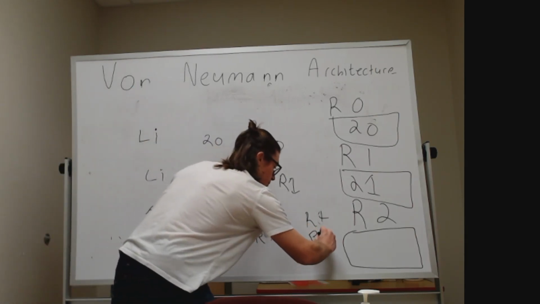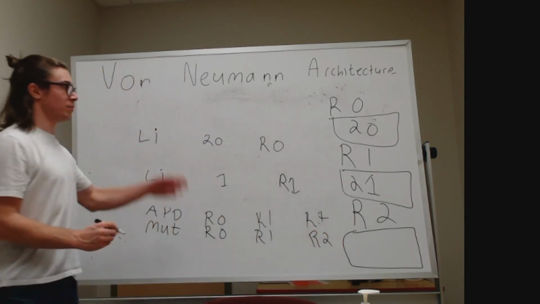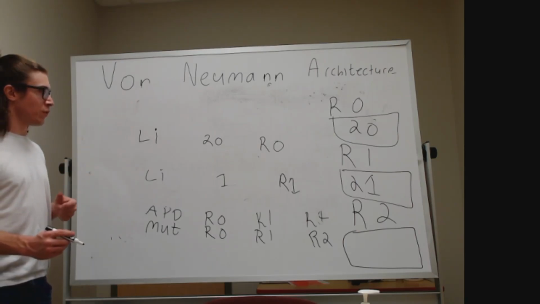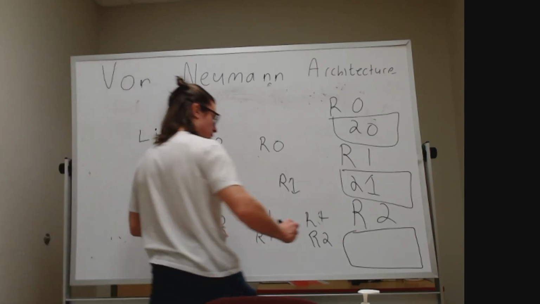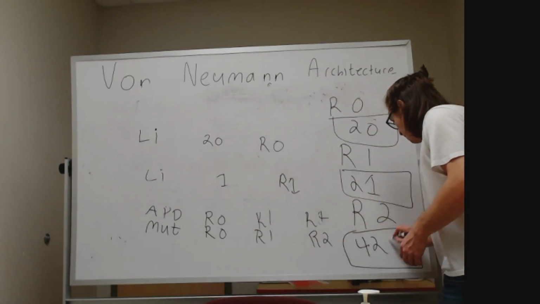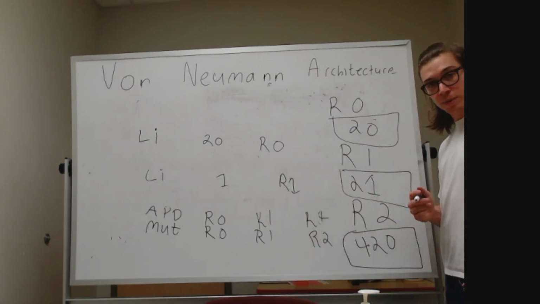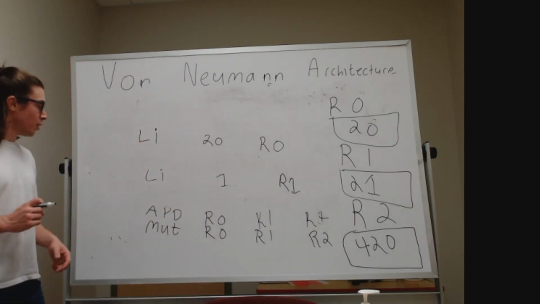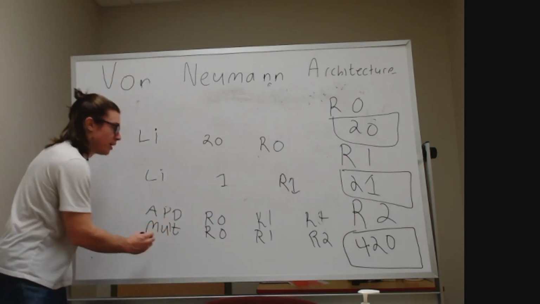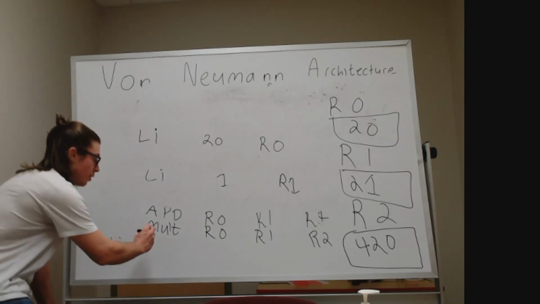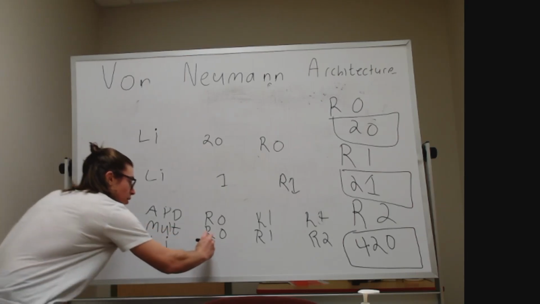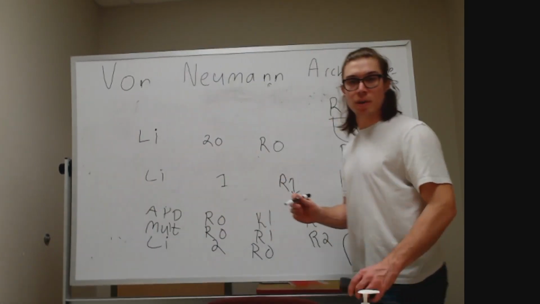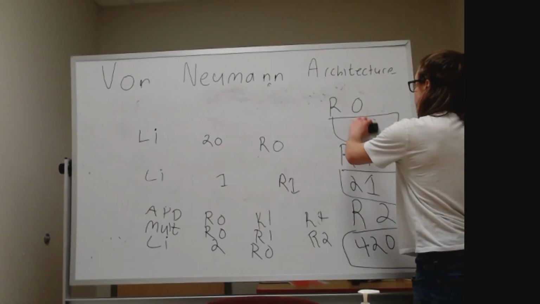All right? So that would be 420, I think. I don't know. I'm actually terrible at arithmetic. But we'll assume that that's 420. So now, after mult, we can then load 2 somewhere. So we can say li 2 into register 0. And so we load the number 2 into register 0.